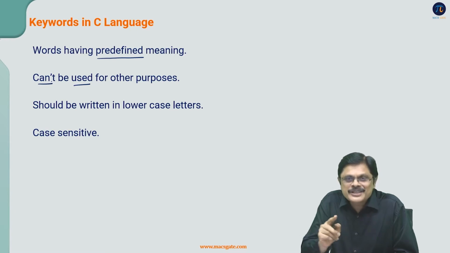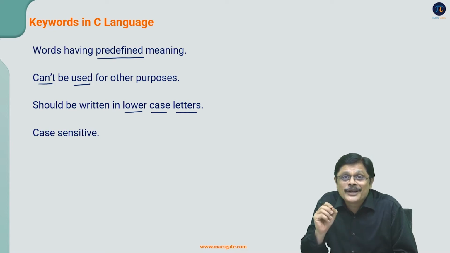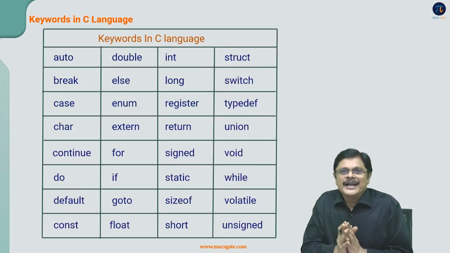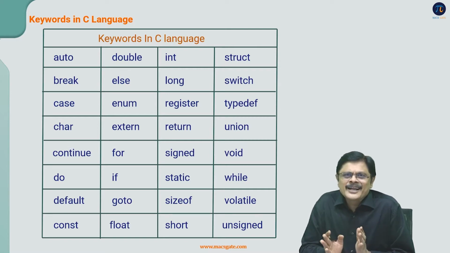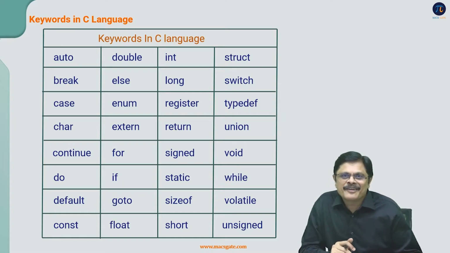You can't use it for any other purpose, and it should be written in lowercase letters only. You should use only lowercase letters, and it is case sensitive. C is a case sensitive language, so please be careful. And these are the 32 keywords of C language. Directly remembering these 32 keywords this way is a little dangerous. So let us classify them into different types.